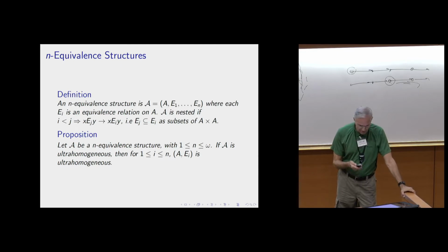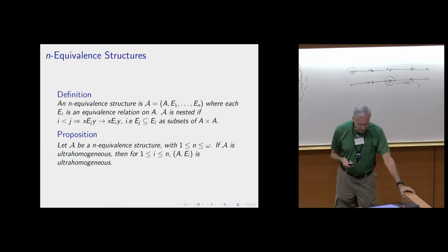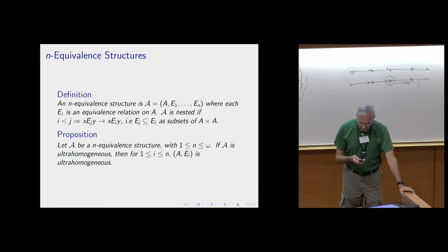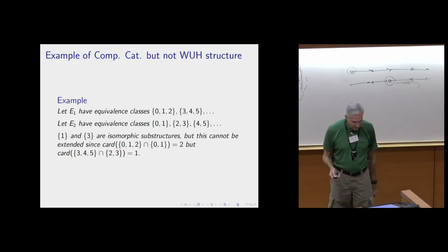You can see here that there's some connection if you have an n-equivalent structure. If it's ultrahomogeneous, then each of the individual ones has to be ultrahomogeneous.